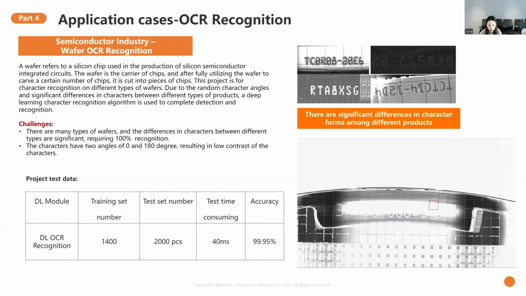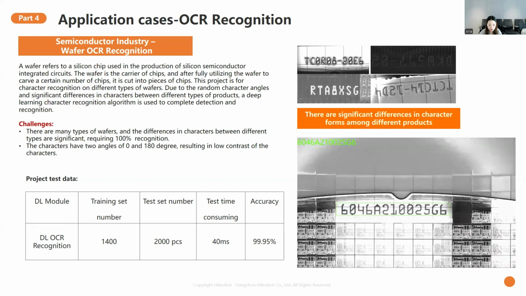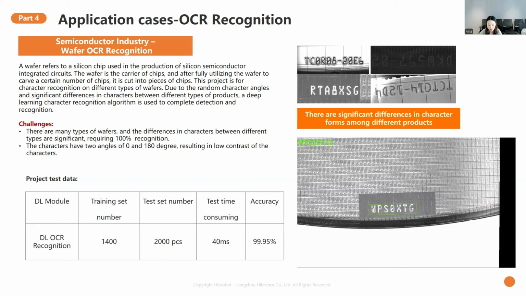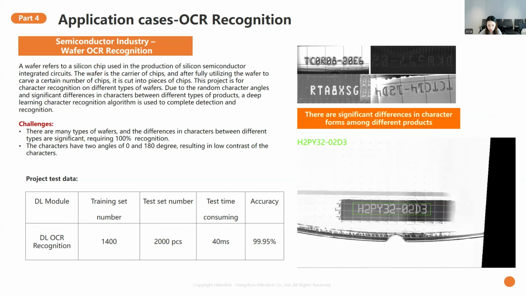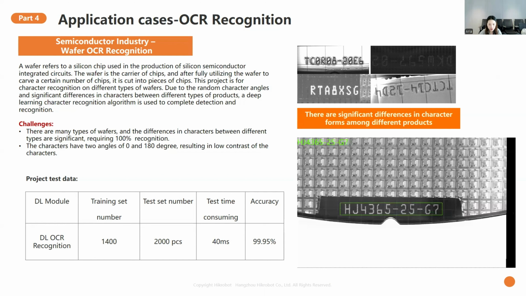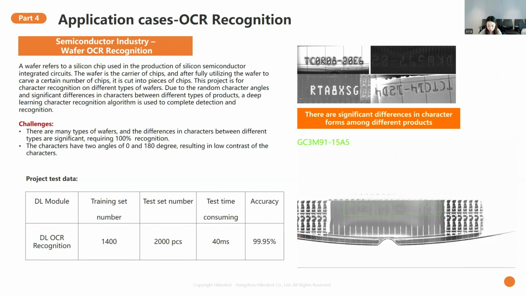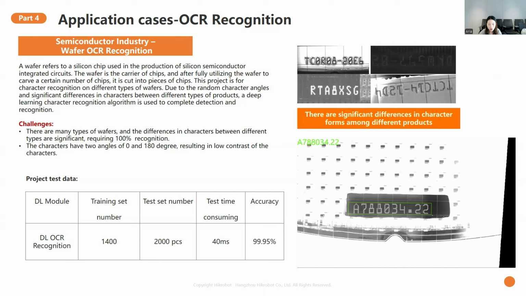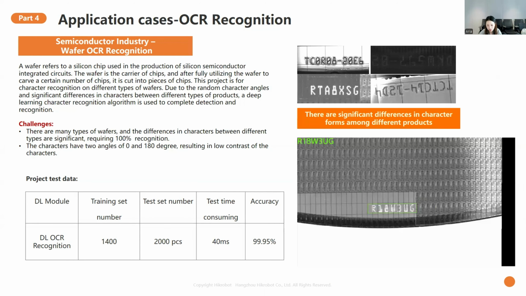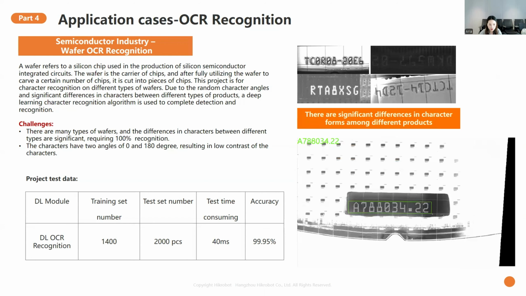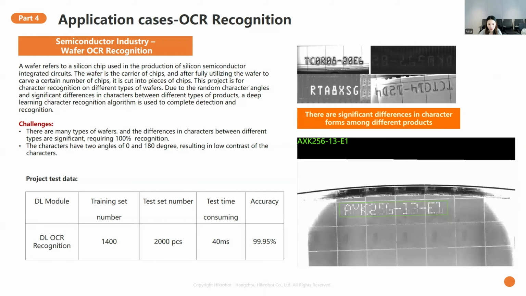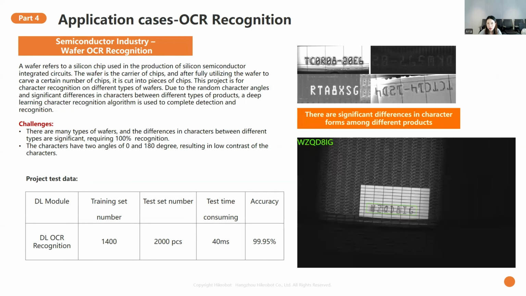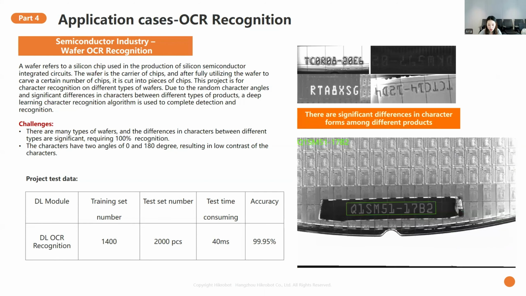We trained 1,400 sample pieces in total and then generated an algorithm model directly used in the actual project. The detection accuracy is up to 99.95%. The algorithm time consumption only occupied 40 microseconds. So from this test data, we can see that the OCR recognition algorithm can offer not only high performance, but also high accuracy.